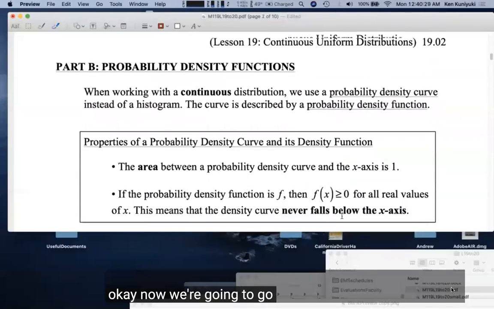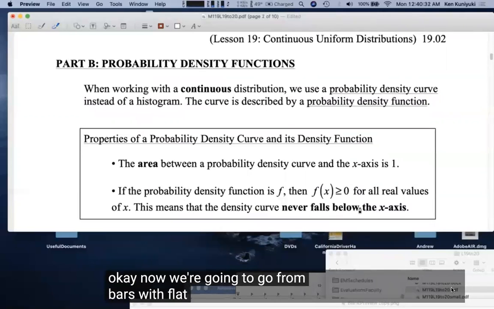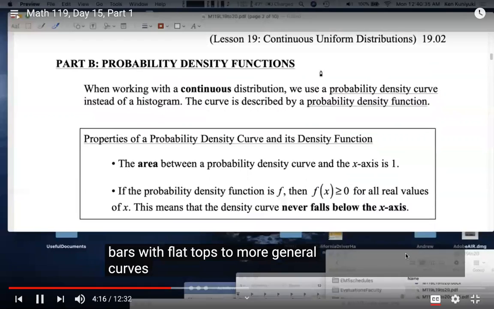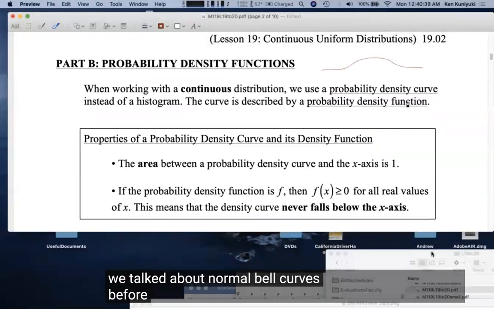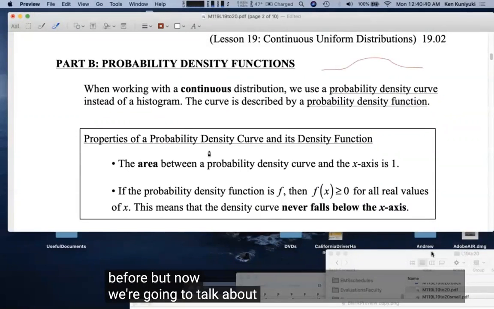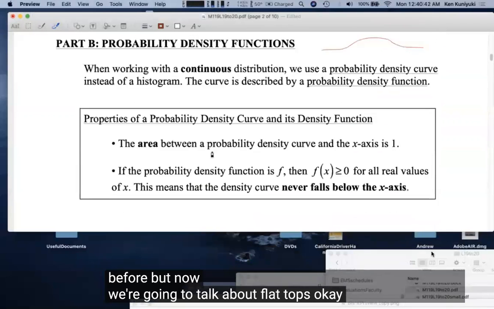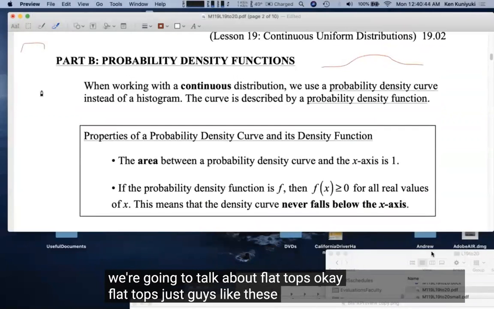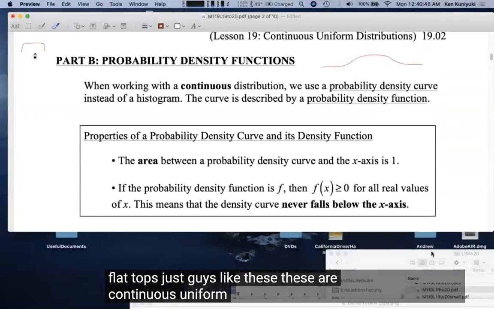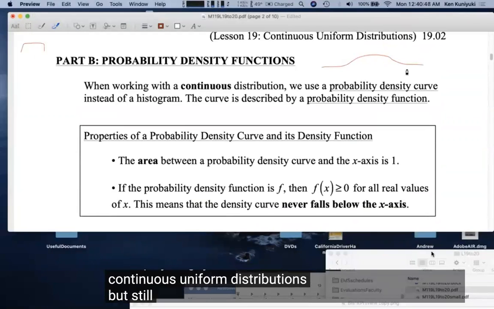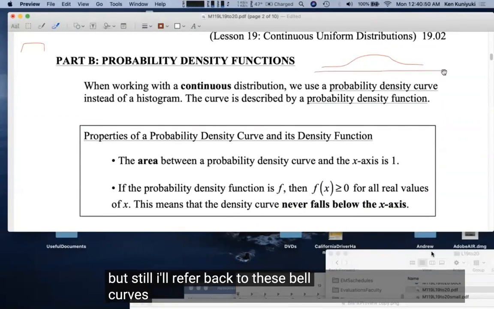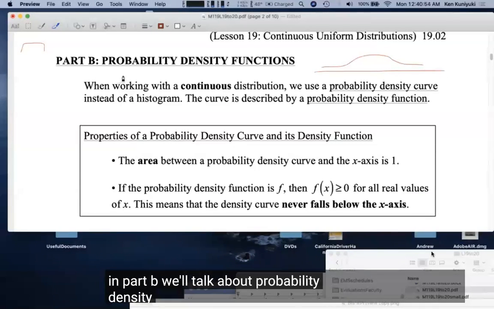Now, we're going to go from bars with flat tops to more general curves. We talked about normal bell curves before, but now we're going to talk about flat tops. Okay, flat tops, just guys like these. These are continuous uniform distributions. But still, I'll refer back to these bell curves for reference. In part B, we'll talk about probability density functions.